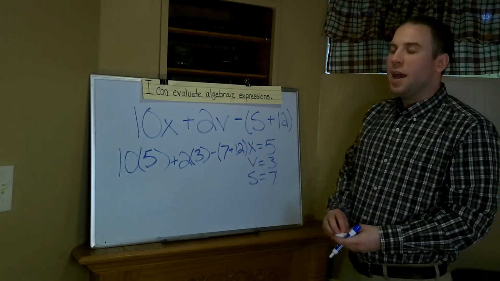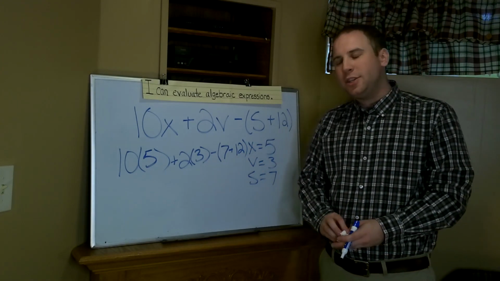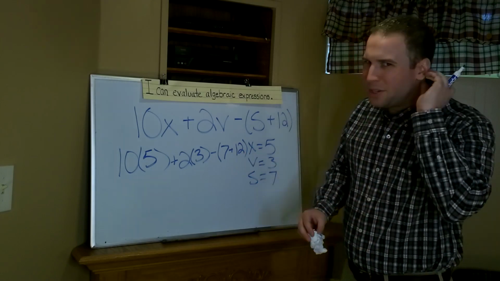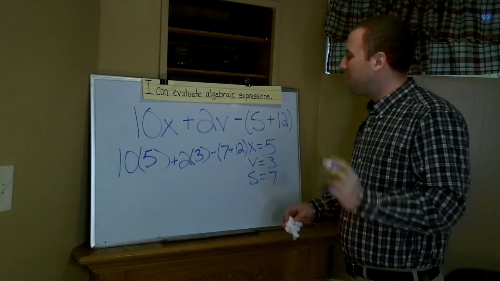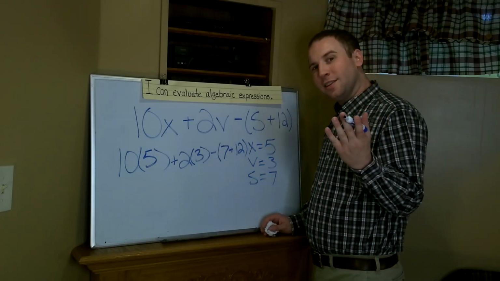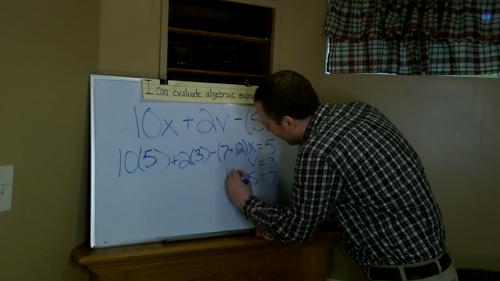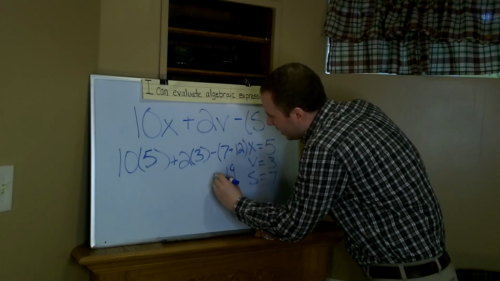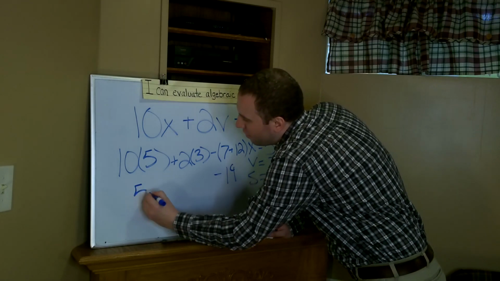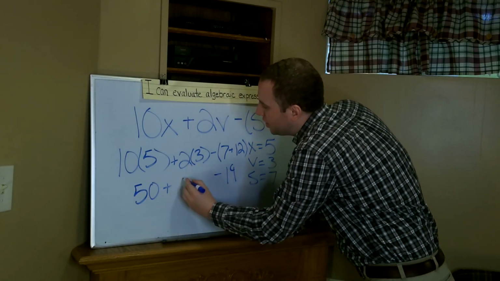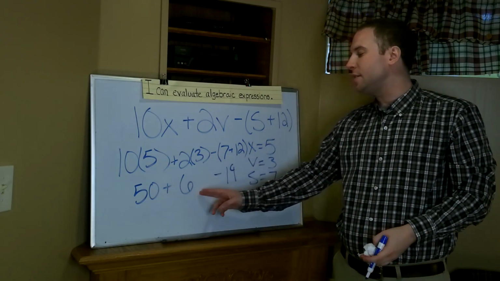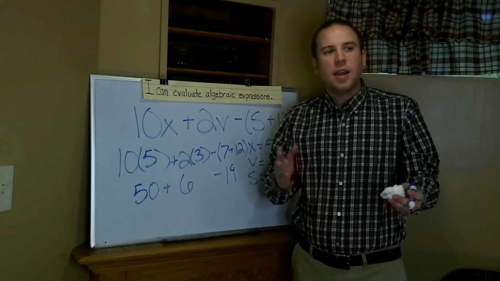All right? Now, let's go ahead and do our order of operations. So, first things first is what? That's correct. Parentheses. 7 plus 12 is what? Right. 19. So now, 10 times 5 is what? 50. Plus 2 times 3, which is what? 6. So now we get the expression of 50 plus 6 minus 19.